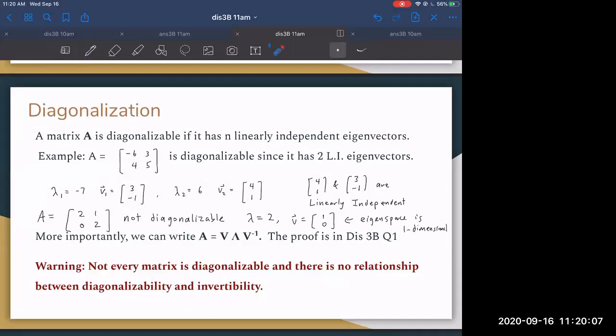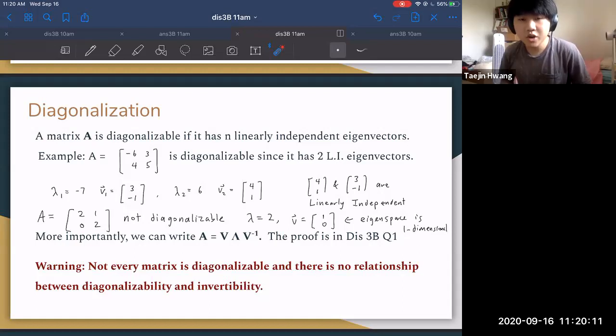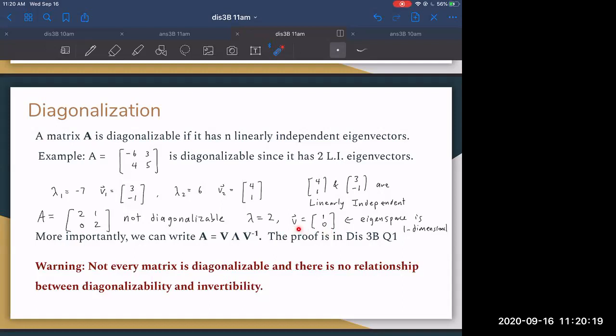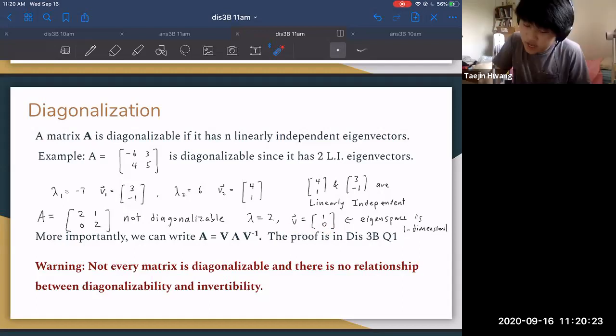Does A need to be square? Yeah, A needs to be square. Whenever we talk about diagonalizability, we're always assuming A is square. And I think the key here that I want to emphasize is that we don't have two linearly independent eigenvectors. We only have one. And this is why this matrix is not diagonalizable.